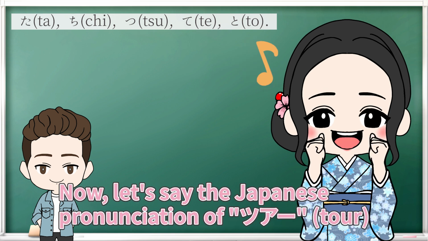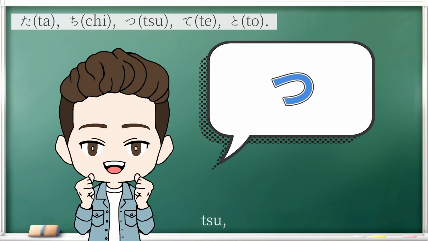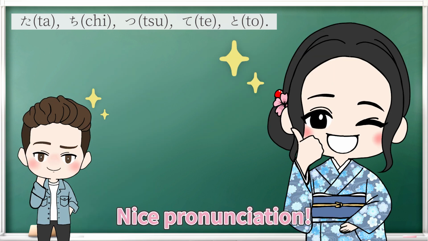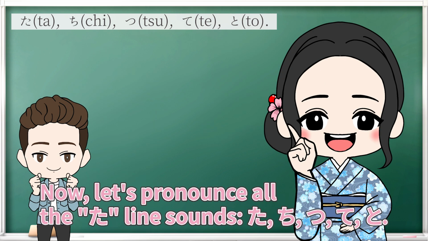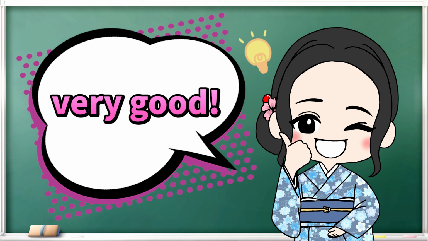Now, let's say the Japanese pronunciation of tour that you couldn't say before. Tour. Very good, Alex. Nice pronunciation. Now, let's pronounce all the ta line sounds. Ta, chi, tsu, te, to. Ta, chi, tsu, te, to. Yes, very good.